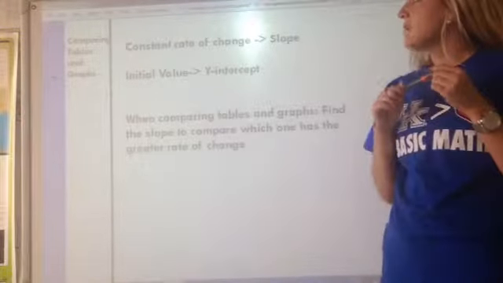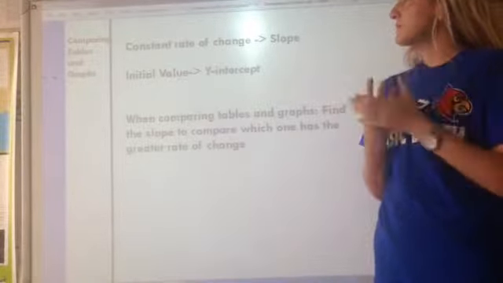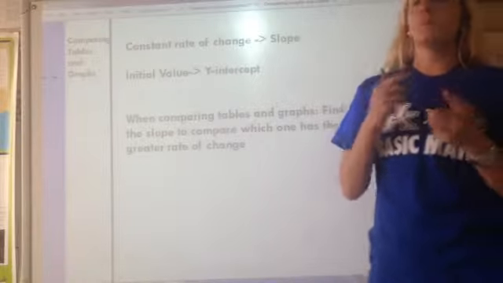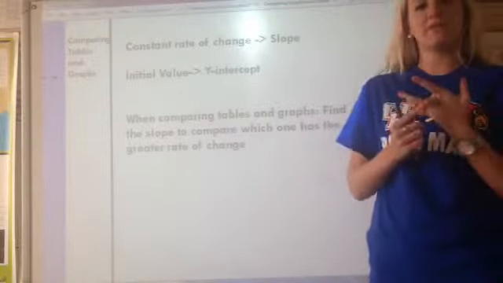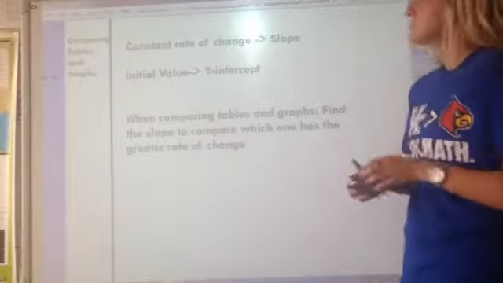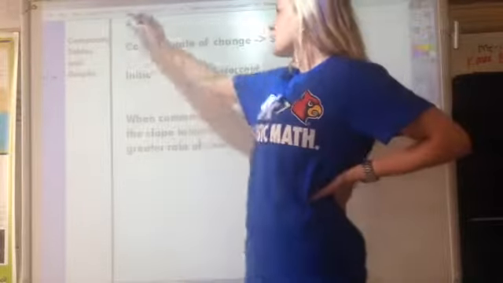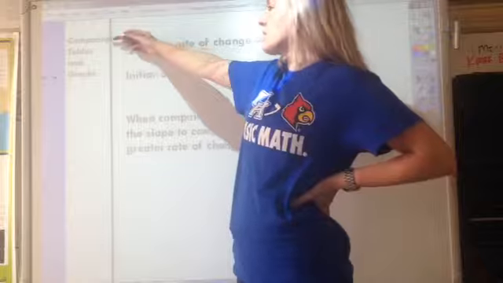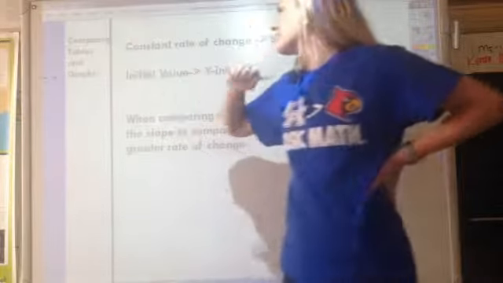Hey seniors, today we're going to continue with constant rate of change, and today we're going to compare tables and graphs. Yesterday we did graphs and equations, today tables and graphs. So let's go ahead and jump in. On your notes page, go ahead and draw your line. In the top left-hand corner, go ahead and write comparing tables and graphs.